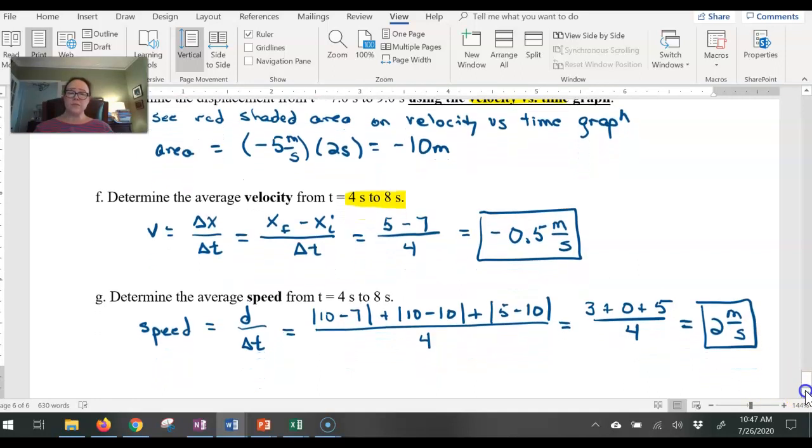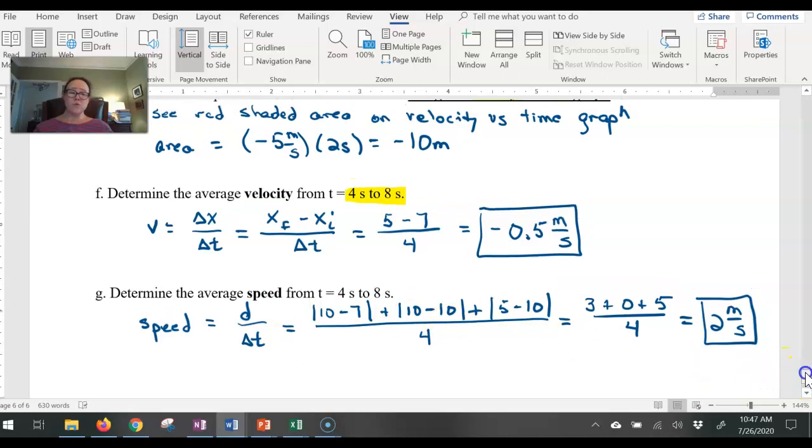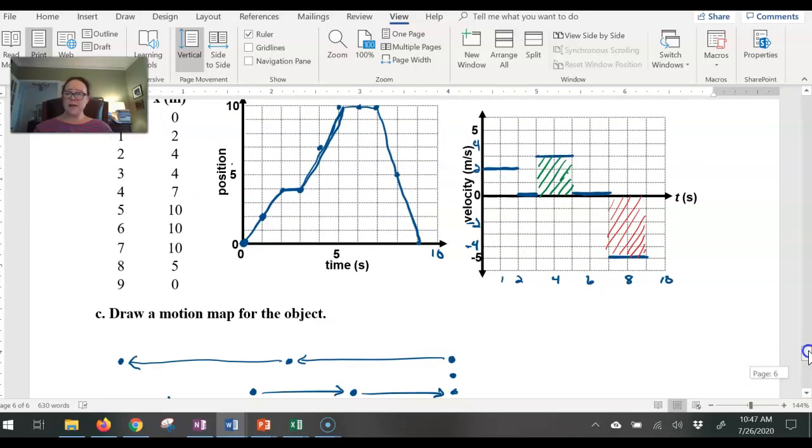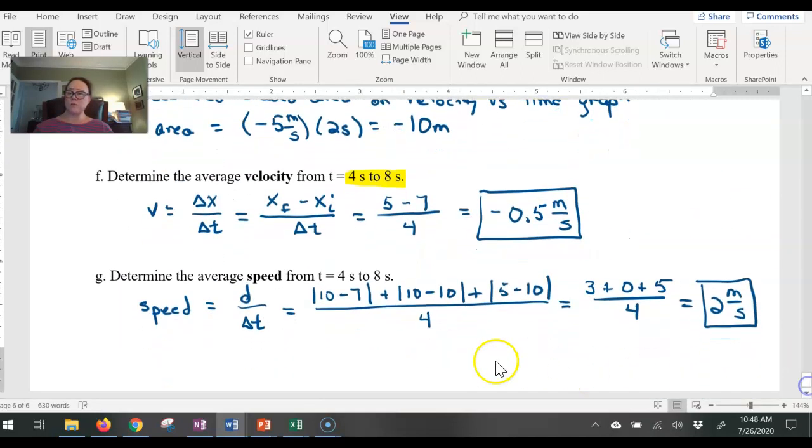And then we wanted to compare that to the speed during that same time period. Well, from time 4 to time 8, the object first is moving in a positive direction, and then it pauses for 2 seconds, and then it moves very quickly back in the negative direction. So I have 3 different parts to that trip, and so my distance, which is what I need to find speed, is going to have the sum of the absolute value of the displacements for each of those 3 parts of the trip.